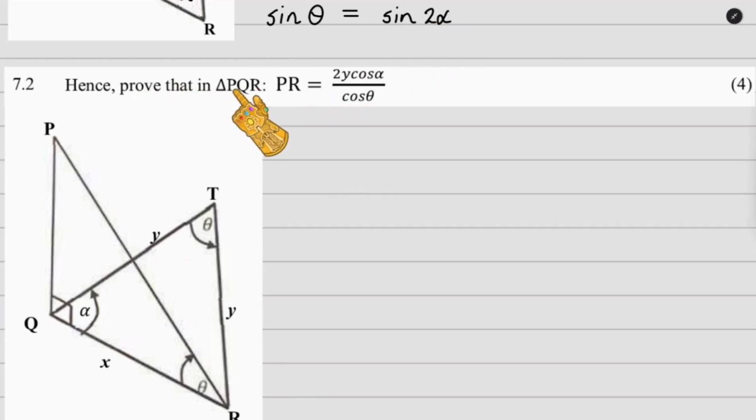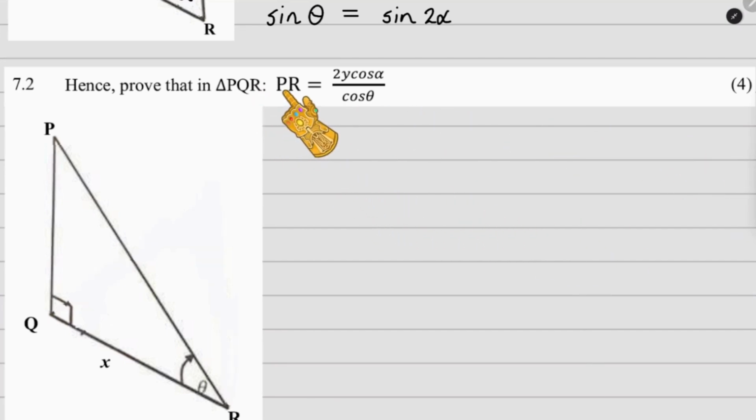Prove that in triangle PQR. Alright, let's get rid of the other triangle. We're only working in PQR now. We need to prove that PR is equal to this trig expression. So PR forms the hypotenuse of our triangle, and we are working in a 90-degree triangle. We're on the nice side of town.